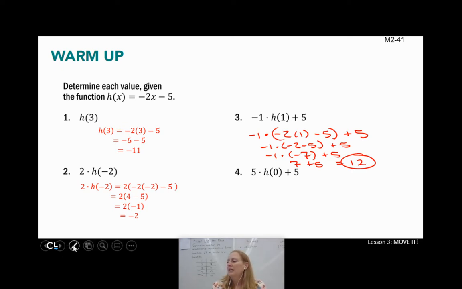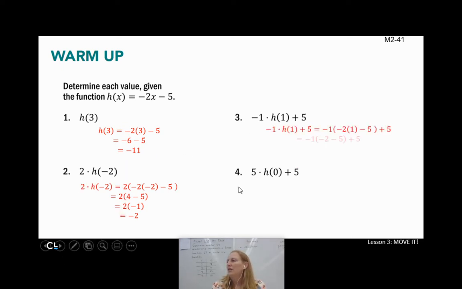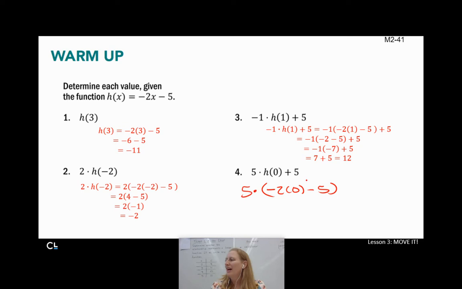And last but not least, I'm going to erase this and show you the printed version. And last but not least, this last one, h of 0. So everywhere I've seen x, I'm going to plug in a 0. So negative 2 times 0 minus 5. But we can see it's going to get multiplied by 5, and we're going to add 5. So again, watch your order of operations.